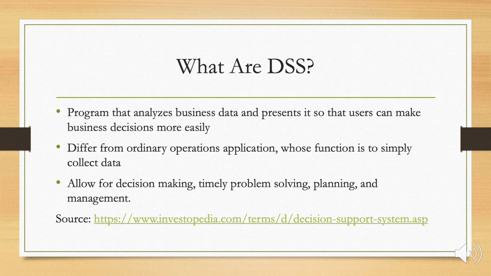A lot of the world contains complex situations, problems that humans are not able to solve. So these computers assist us in making those tough decisions. They differ from ordinary operations applications, in which the primary function is to collect data. Like previously stated, they assist us in making these decisions so that we don't have to overthink for ourselves. Additionally, decision support systems allow for decision making, timely problem solving, planning, and even management.